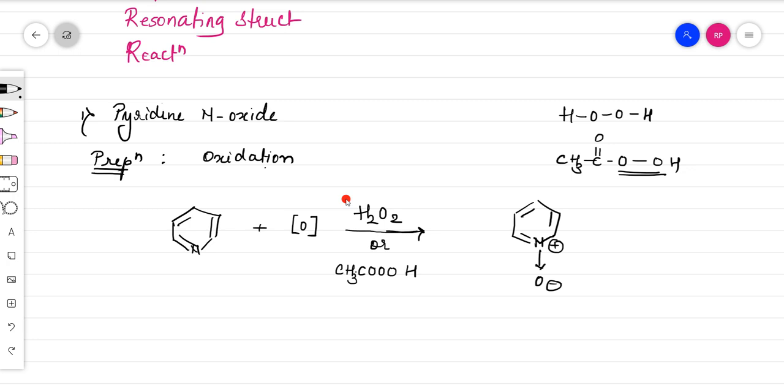If you are using peracid, if you remove this oxygen, what would be your byproduct? Yes, anyone? What would be your byproduct? Acetic acid. Yes, that's right. Okay. So either of the reagents is used and this is the oxidation. Fine. So just write it down and then we will go for its resonating structures. Come on, write it down. So once you're finished, let me know.